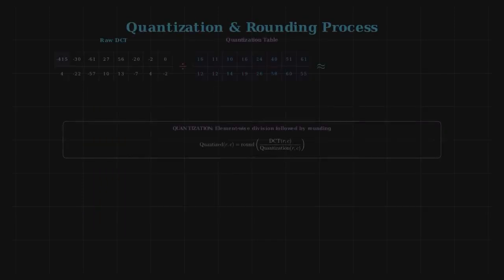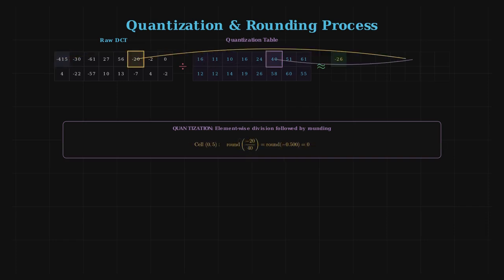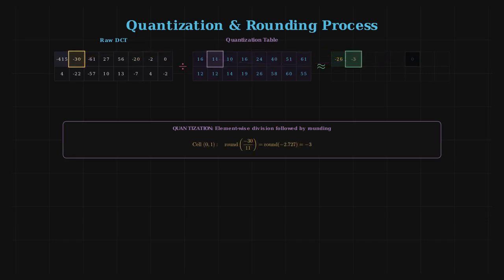Now comes the magic: quantization. This is the only step where data is actually lost. We divide our raw DCT coefficients by a custom quantization matrix, then round to the nearest whole integer. Because the human eye barely notices high-frequency variations, we divide those elements by very large numbers, turning almost all of them into clean, compressed zeros.